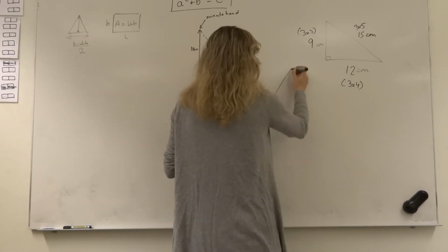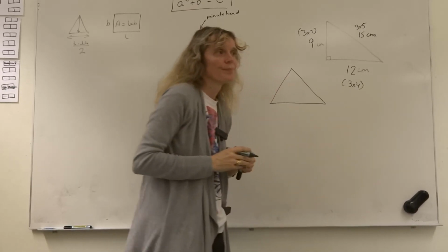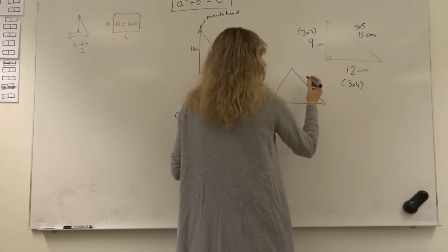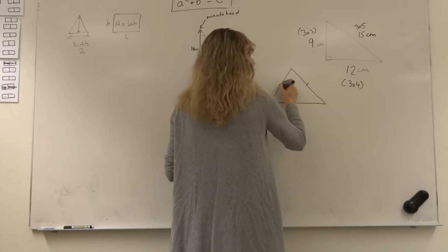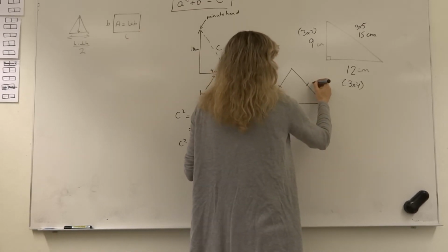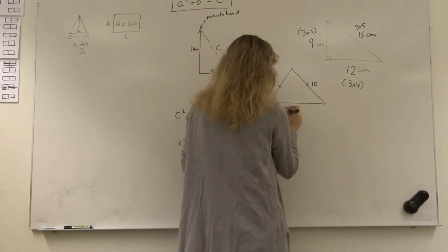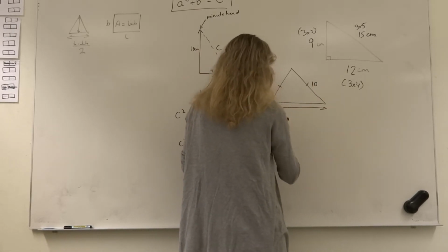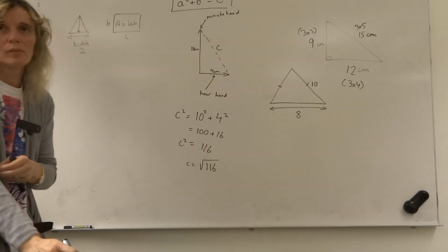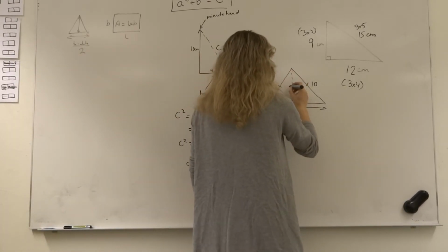Sometimes they'll give you an equilateral triangle, like this. And they'll say that, not equilateral, isosceles, so the sides here are the same. And let's say that this side here was 10, and that the base here was 8. And they want you to work out what this height is.